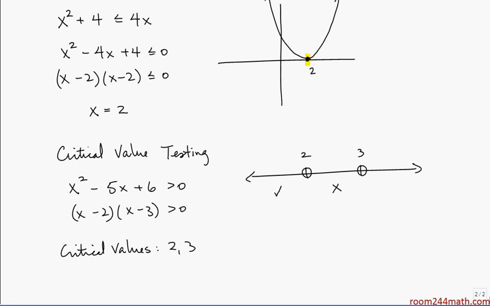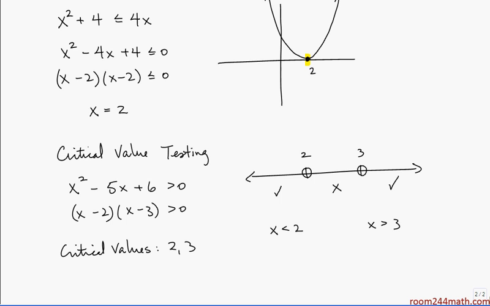And then you plug in a value that's greater than 3. 4 would probably be the easiest one to plug in. You get 16 minus 20 plus 6. That's 2. And 2 is greater than 0, so that is true. And so you then just take this number line and you translate it into solutions. The region to the left of 2 would be x less than 2, and the region to the right of 3 would be x greater than 3.